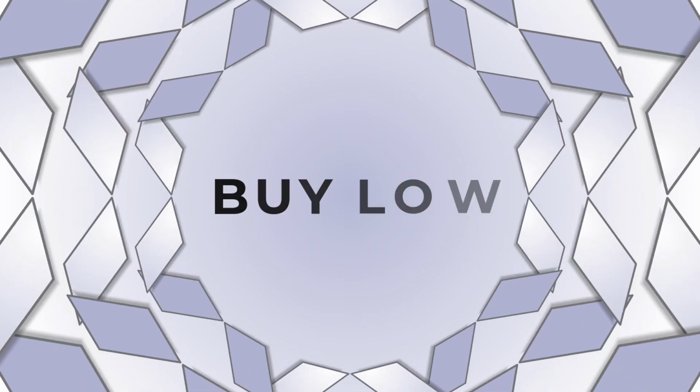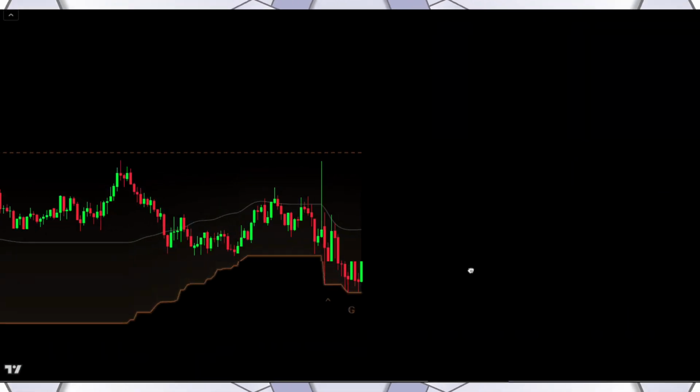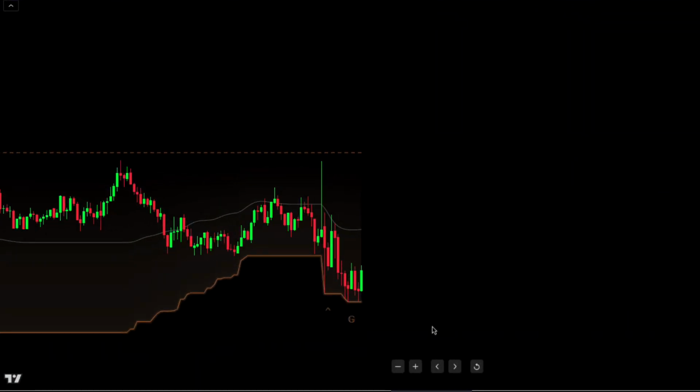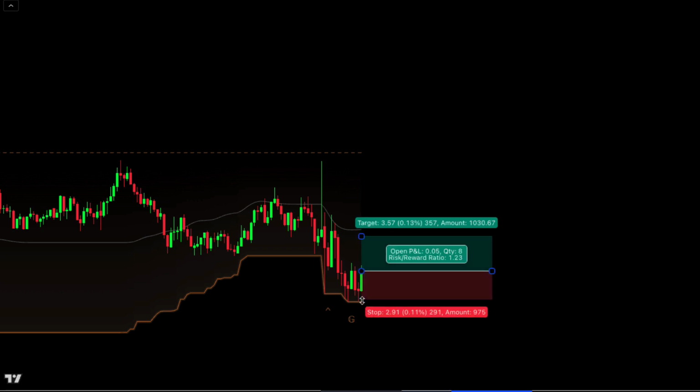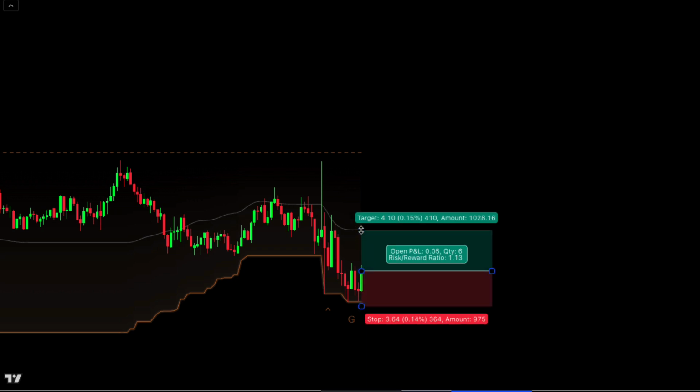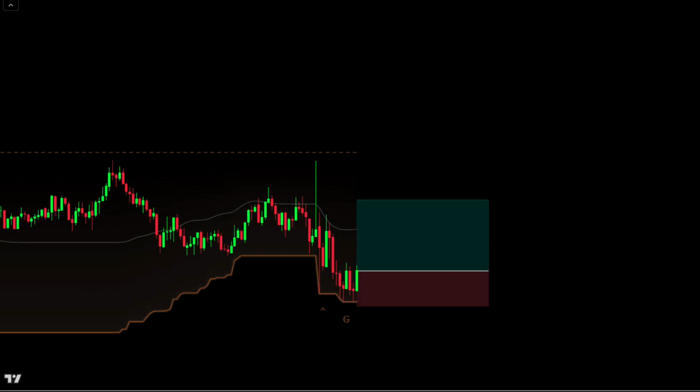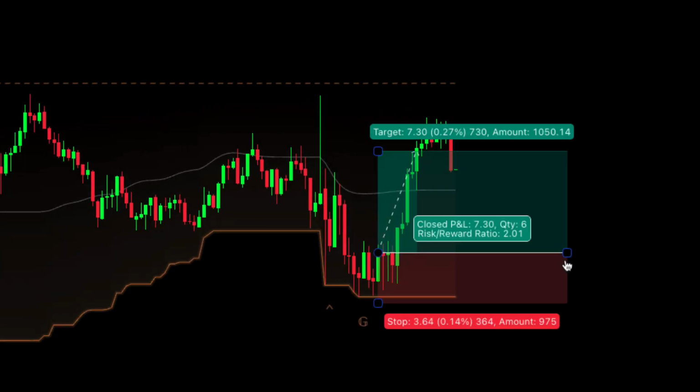Hey guys, buy low, sell high. In other words, you want to buy at a market bottom and sell at a market top. This is a market bottom as identified by this indicator. Let's take a buy and see what happens. Place a stop loss under the channel of the indicator, target a 1 to 2 risk-reward ratio, let the trade run. And it was profitable.